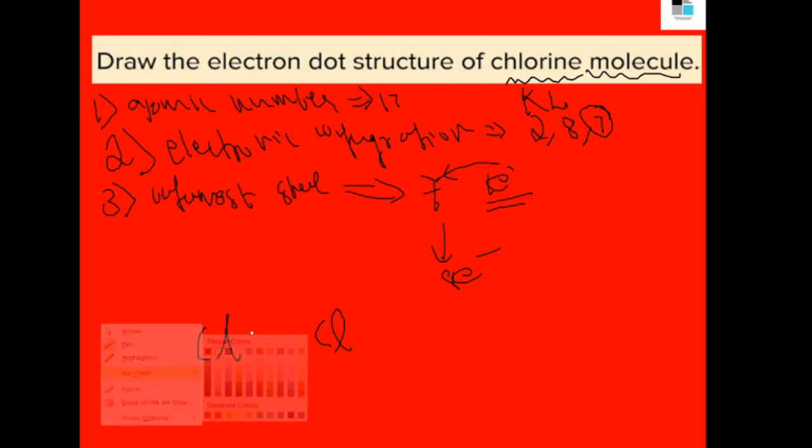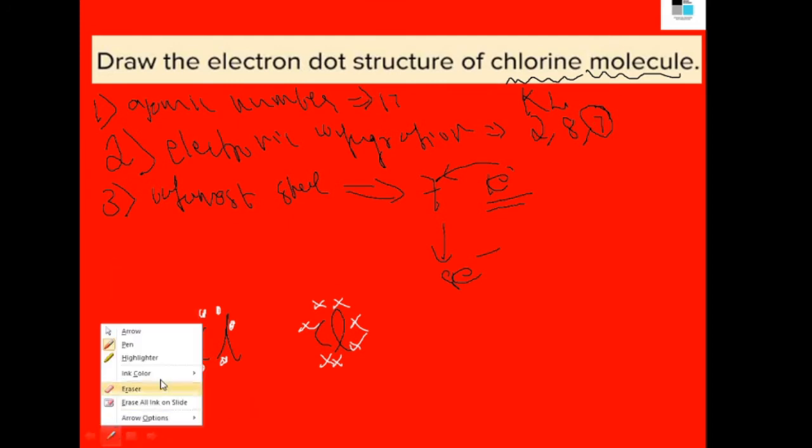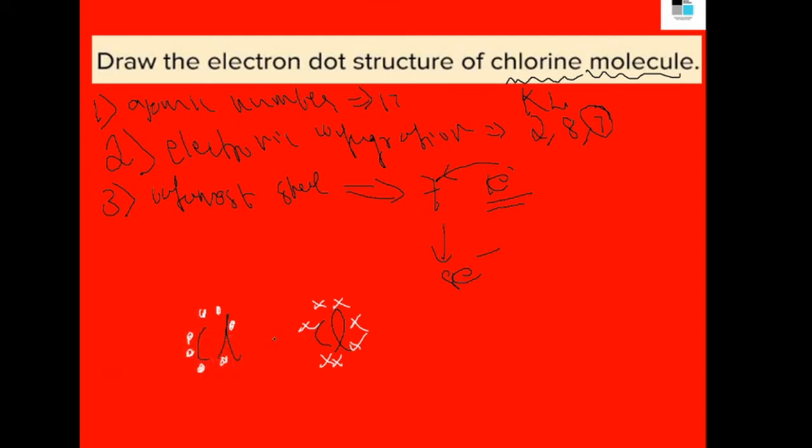Now, how many electrons are there in its outermost shell? 7. So we will draw 7 dots like this: 1, 2, 3, 4, 5, 6, 7. Similarly, the other one also has 7 electrons. Right, so we are drawing the 7 electrons. Now, one chlorine requires 1 electron. Similarly, the other chlorine requires 1 electron. So the two of these chlorine atoms would have 8 electrons.